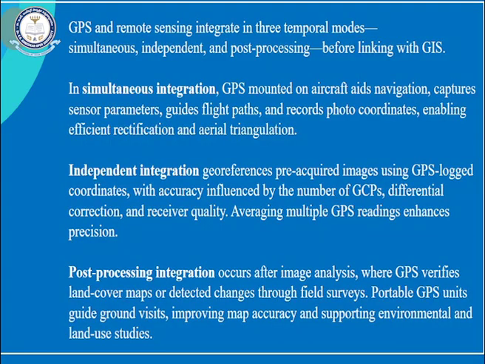GPS and remote sensing integrate in three temporal modes: simultaneous mode, independent mode and post-processing mode, before linking with the GIS. In simultaneous integration, GPS mounted on aircraft aids navigation, records sensor parameters, guides flight paths and records the photo coordinates for efficient rectification and aerial triangulation. Independent integration georeferences pre-acquired images using GPS coordinates, with accuracy influenced by the number of GCPs, differential correction and receiver quality. Averaging multiple GPS readings enhances the precision.